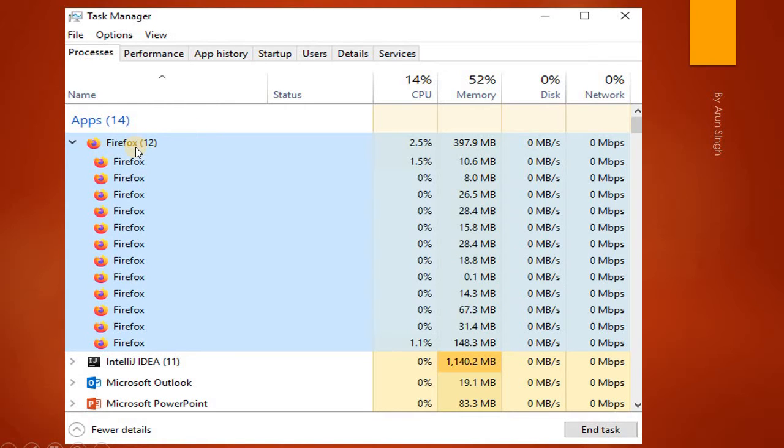If I have opened Firefox, then this is my percentage of CPU usage, this is my memory usage, this is my disk usage, and this is my network usage. If I talk about IntelliJ, it is using 0% CPU and this much MB of memory. Again, disk and network is 0. But you will see for my Firefox there is mentioned 12. This shows the number of tabs that I have opened for Firefox, and this is the total CPU and memory usage I have of them.